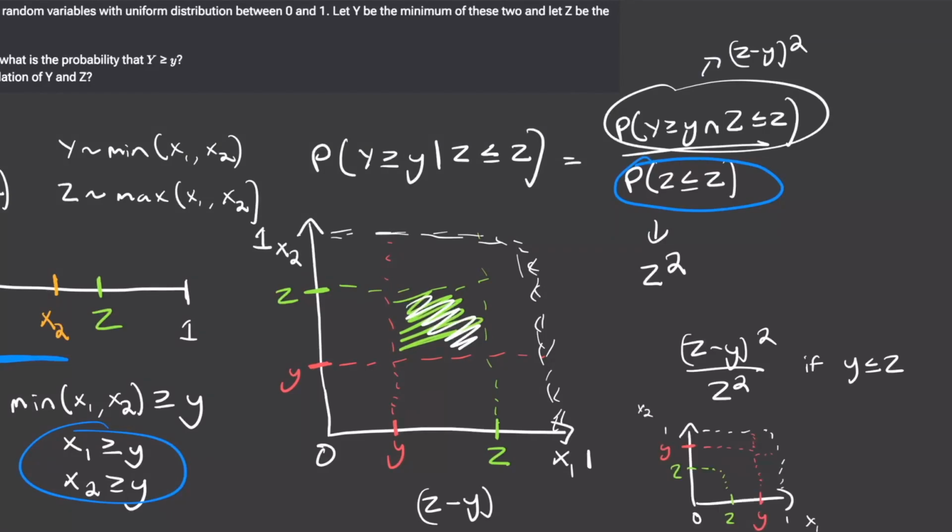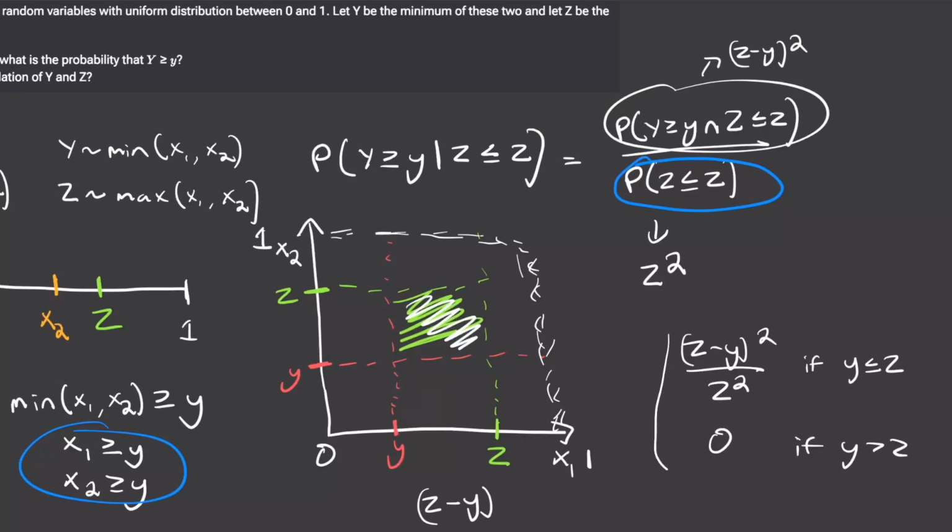That's just because if we have y greater than z, then the probability that our minimum is greater than or equal to that y value would just be this shaded region up here, and the probability that our maximum would be less than or equal to z would be this shaded region down here. And obviously there's no overlap, that could never happen, so this is just not possible. So it's going to be 0 basically if y is greater than z. So this right here is the final answer for part A.